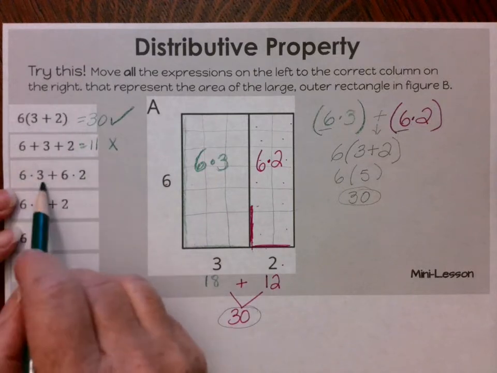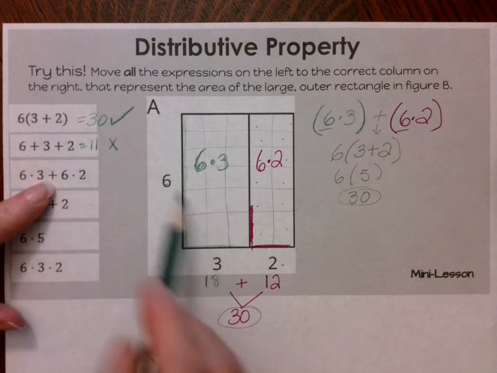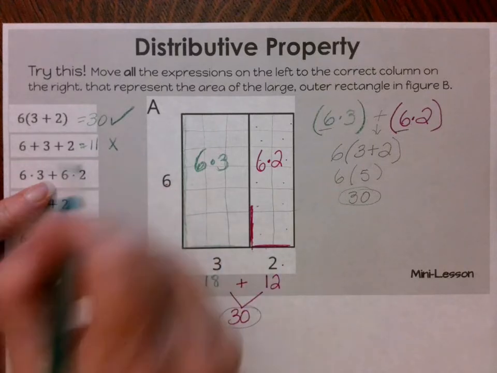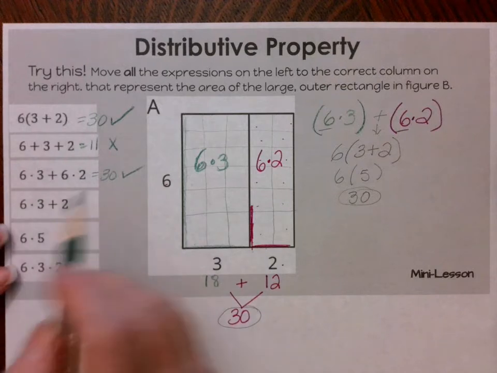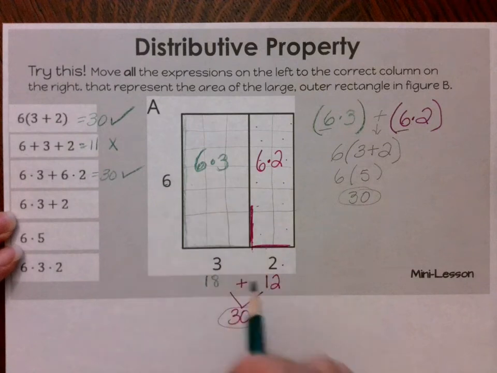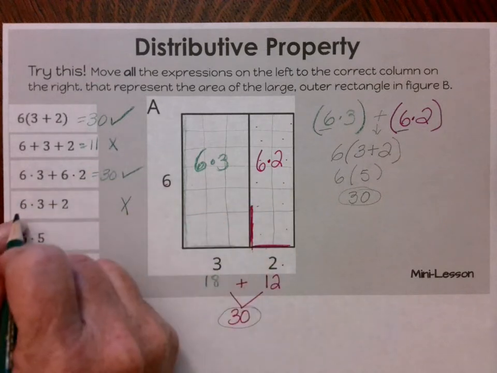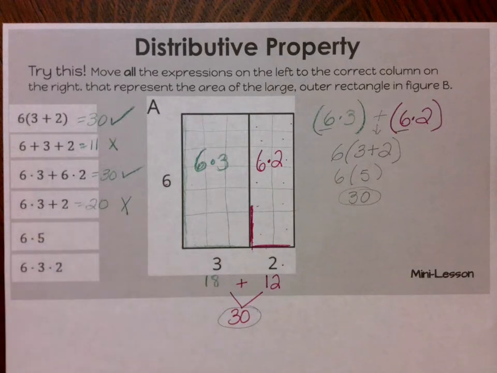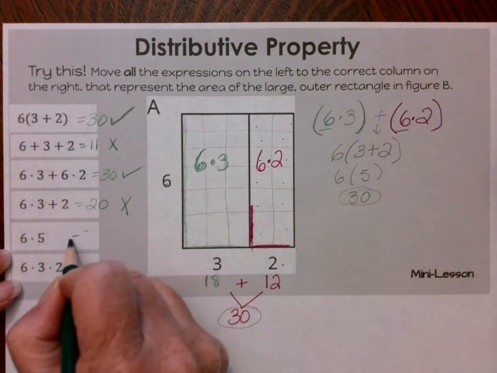Let's try this one. So I've got 6 times 3 plus 6 times 2. That equals 30. We've done that same one, so I can see that. Let's try this one. 6 times 3 plus 2. Wait, they forgot the 6 times 2. So we already know that's not going to work. 6 times 3 is 18, 18 plus 2 equals 20. We actually didn't even have to go through it. It was just a double check. And then here we've got another one. 6 times 5 is 30. All right, we know that one worked.